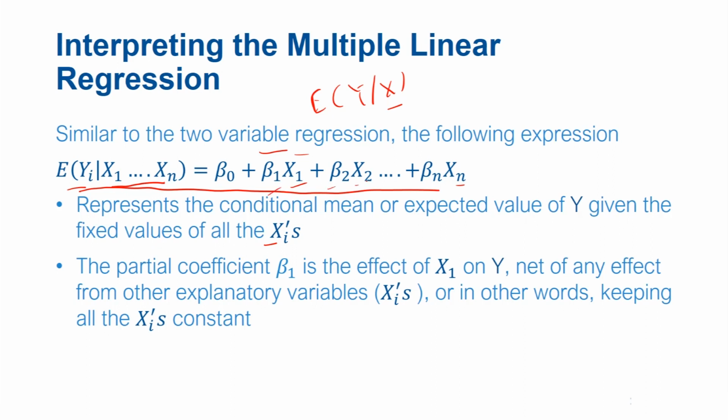Notice the coefficients beta 1, beta 2 and so on up till beta n here. These are called partial coefficients. For example, this beta 1 is the partial coefficient, and it measures the effect of x1 on this variable y, net of any effect from any other explanatory variables, that is xi's, or in other words, keeping all the other xi's constant. If all the xi's are held constant except x1, then beta 1 will represent the impact of x1 on y.